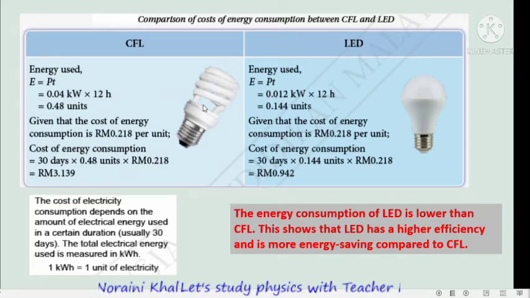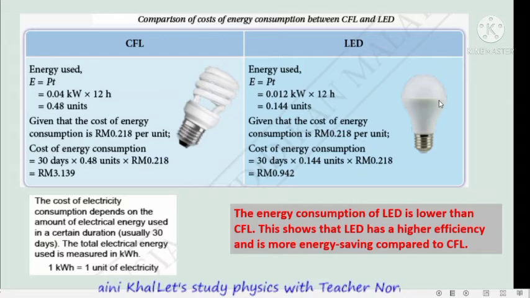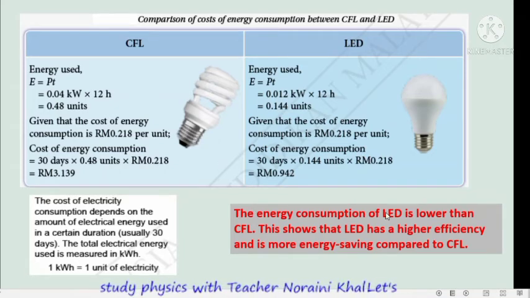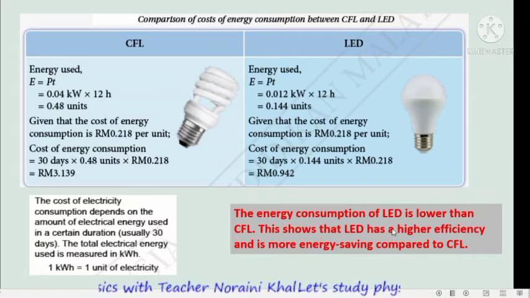Now you can compare the cost of energy consumption. As mentioned earlier, both types of lamps produce the same brightness of light. Thus, we can conclude that the energy consumption of LED is lower than CFL. So this shows that LED has a higher efficiency and is more energy saving compared to CFL. You also can save your bill.